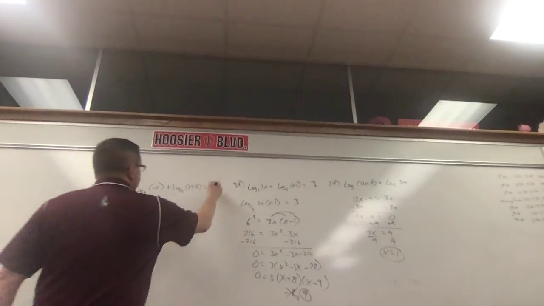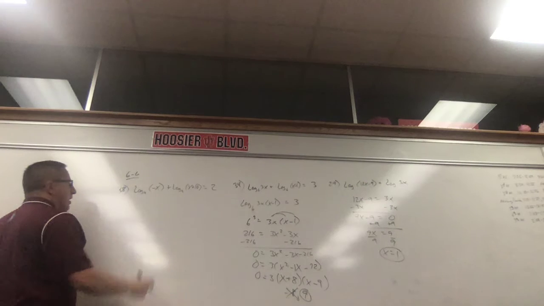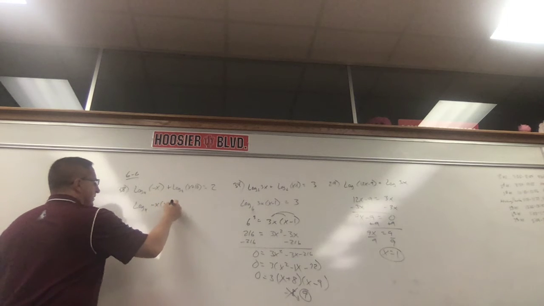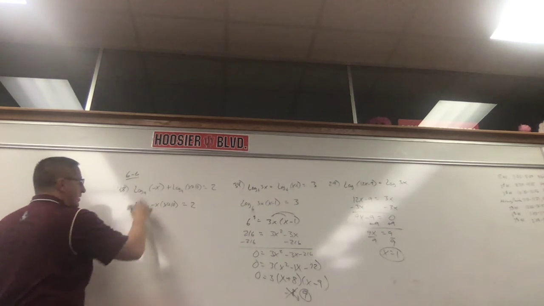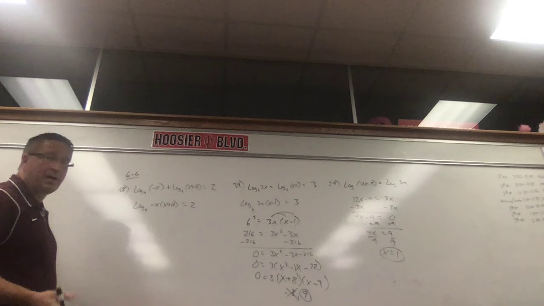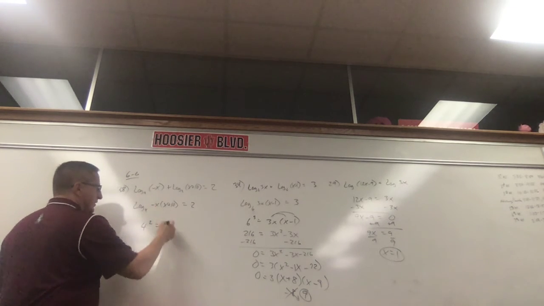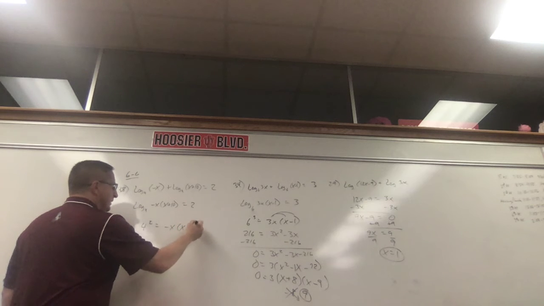Okay, so again, write it as one log. When we add, we times. So that's the same as log base 4 of negative x times x plus 10 equals 2. I just made two logs into one. Now we're going to make it with no logs. 4 to the power of 2 equals this, negative x times x plus 10.